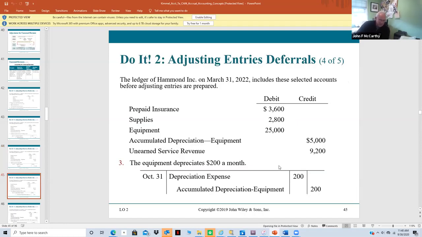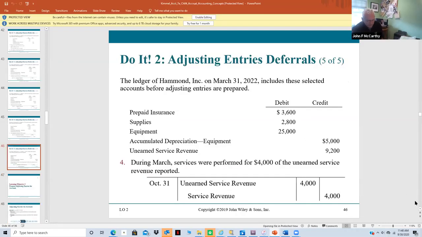Depreciation expense. This is where we use this contra asset account. So it said the equipment depreciates $200 a month. So debit depreciation expense in the income statement, and credit accumulated depreciation, which is a contra asset to the equipment, which is a long-term asset. Okay. And we showed you how that was presented on the balance sheet a few slides ago. Unearned service revenue. Again, we said we earned 4,000 of the 9,200. So we're going to reduce the amount that we owe, now 5,200. So we debit unearned service revenue, and now we've earned it, so it becomes actual revenue, service revenue in the income statement. And those are adjusting entries.